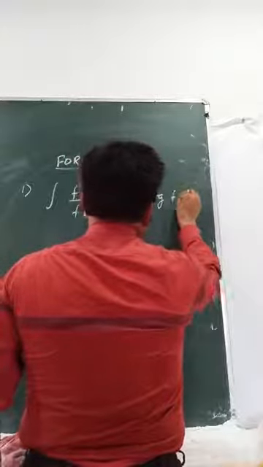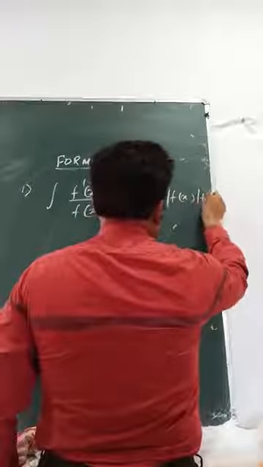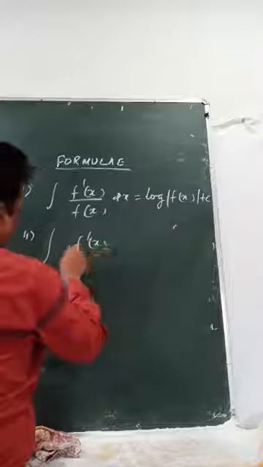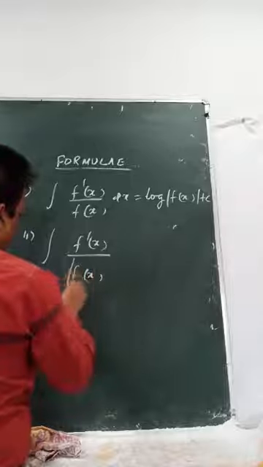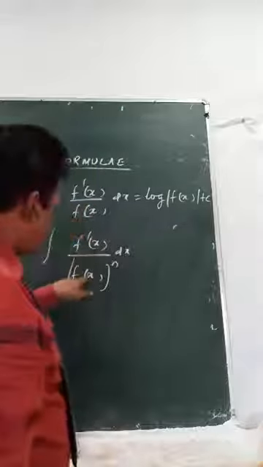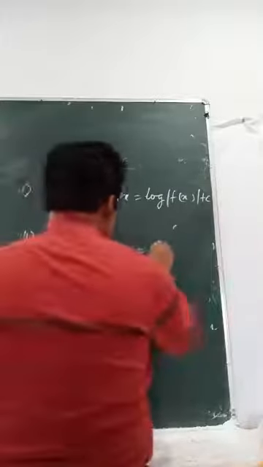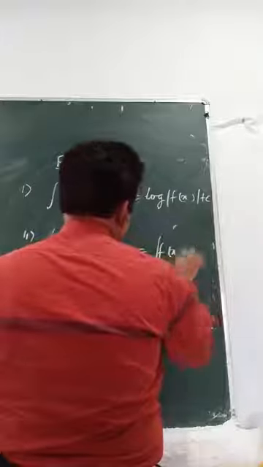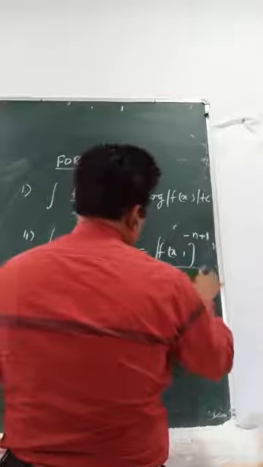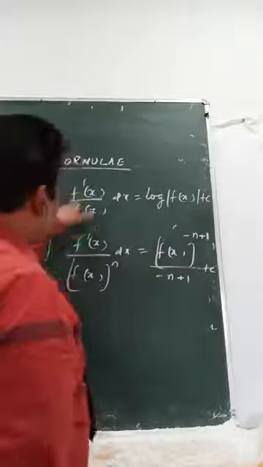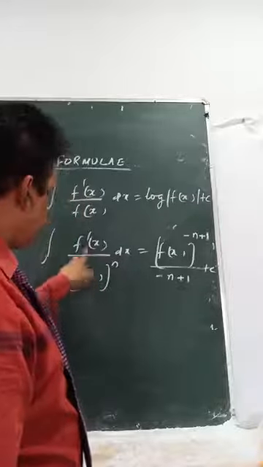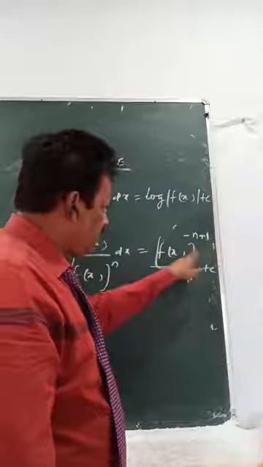of the function plus c. If you find f dash x by fx to the power n, look at the difference here. This is without power, this is with power. Then this is fx to the power minus n plus 1 by minus n plus 1, plus c. So when without power it is log, when it is with power, provided its derivative is there, we can use this formula.